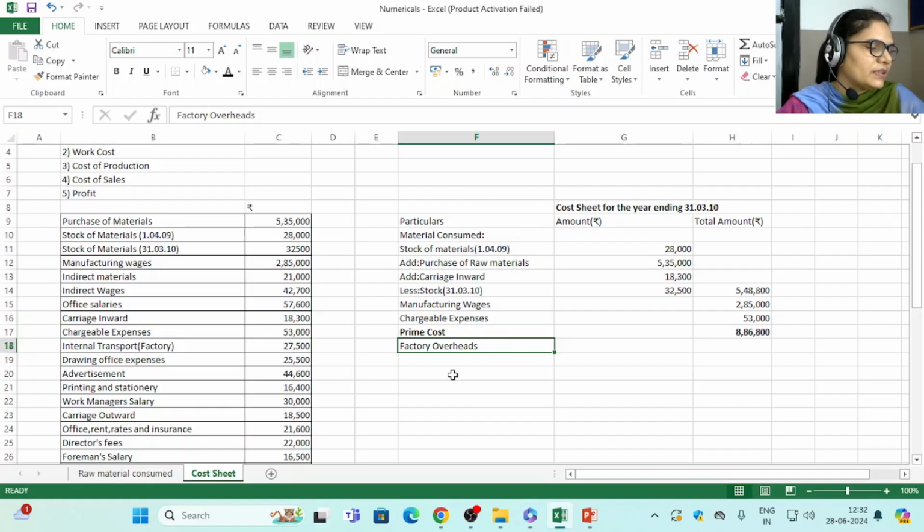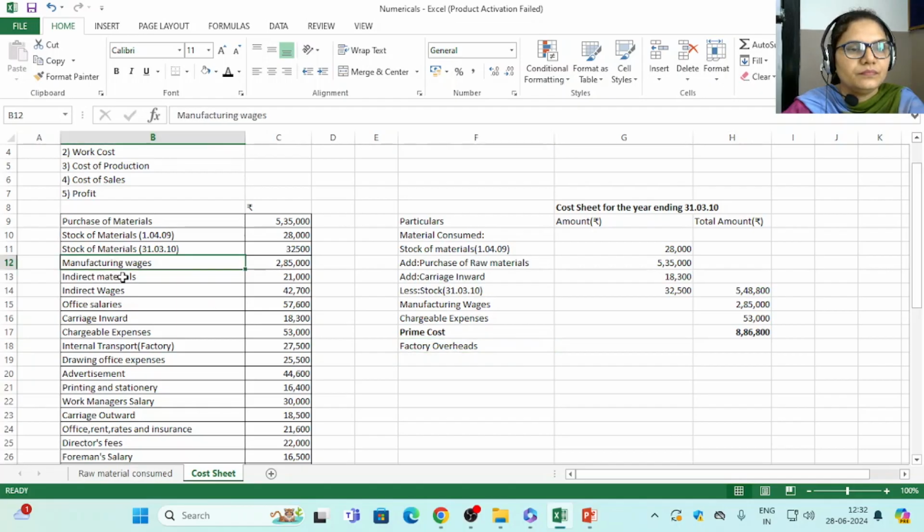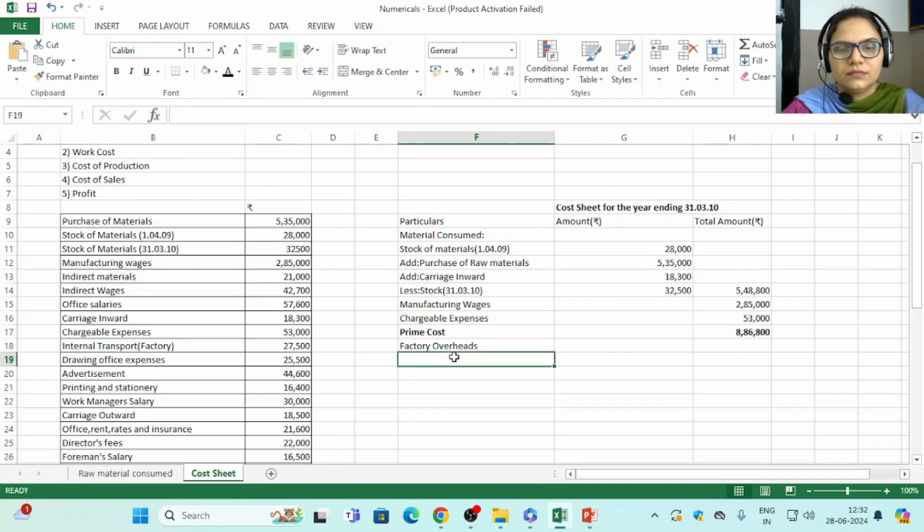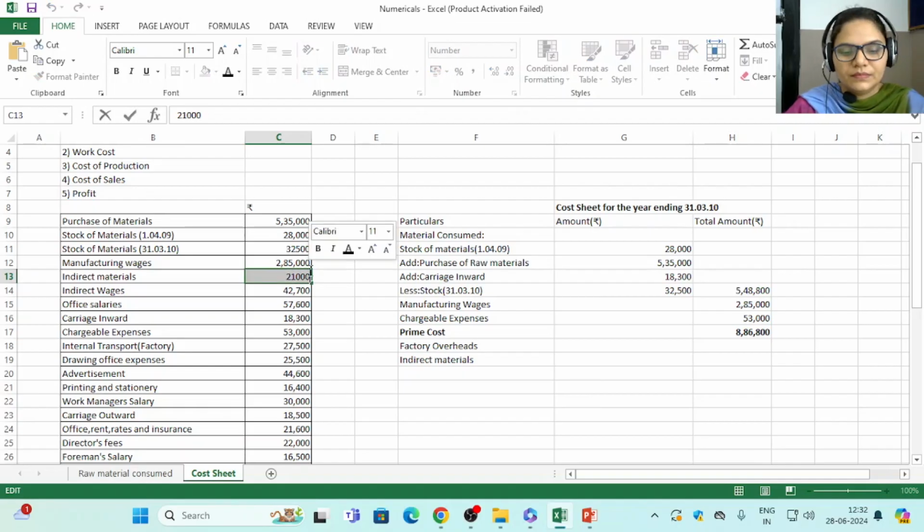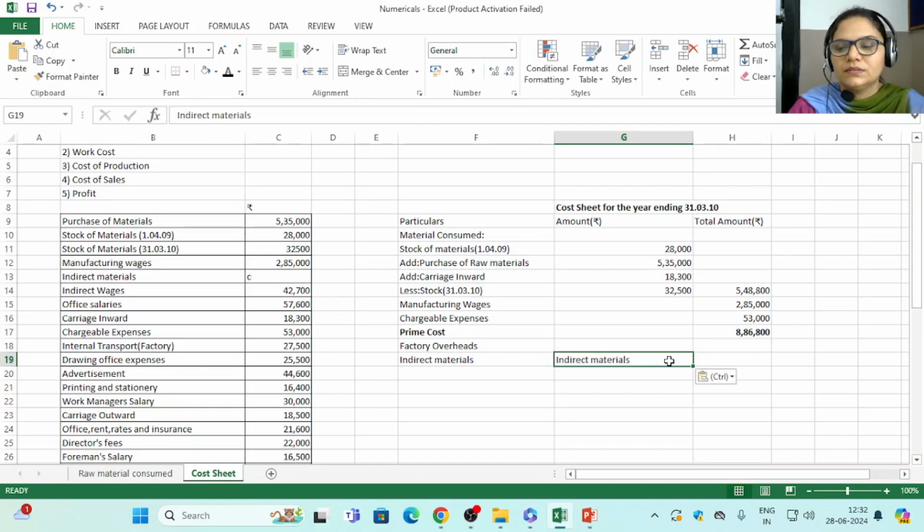Now in this, first of all, we will take indirect material. The value of indirect material is rupees 21,000. We will show it over here. Sorry, it is by mistake. It's 21,000.